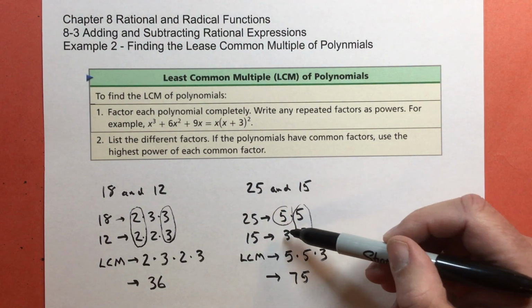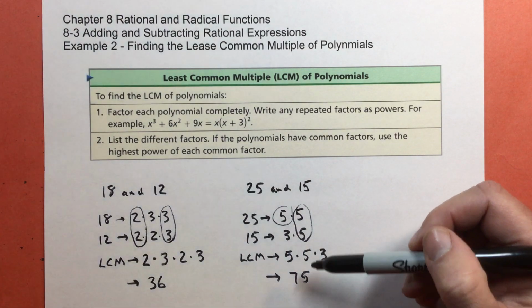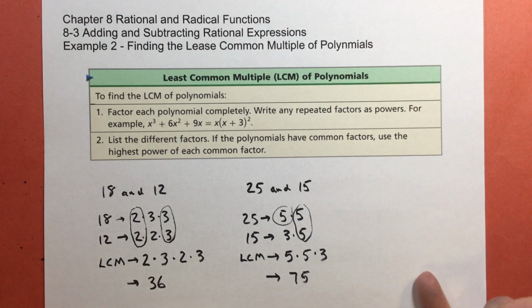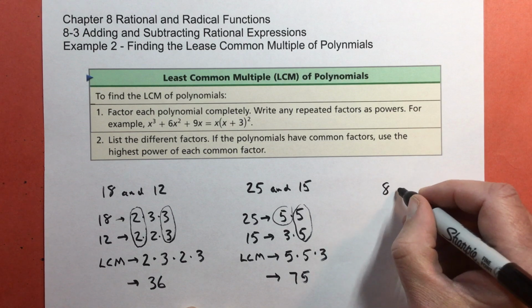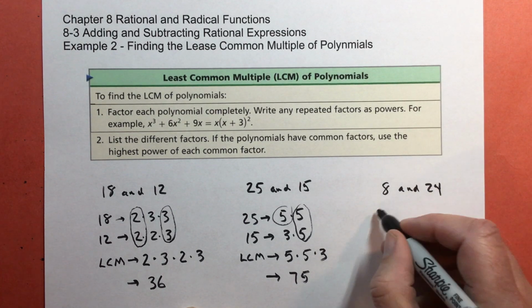25 times the 3 that was in the 15 equals 75, and 15 times the other 5 equals 75. And I got one more, and this one's something weird happens that I want to point out. I picked it just so that weird stuff would happen.